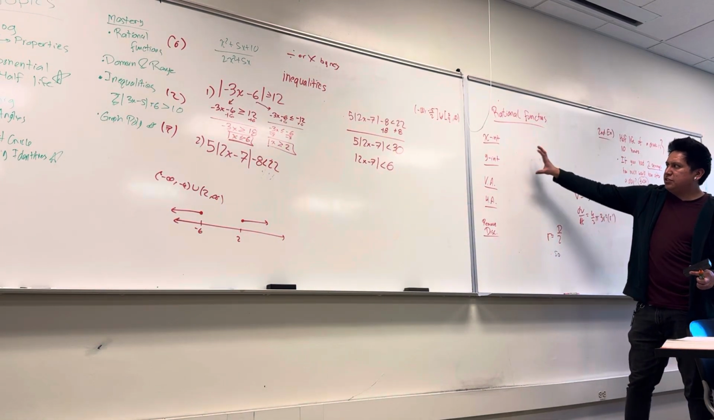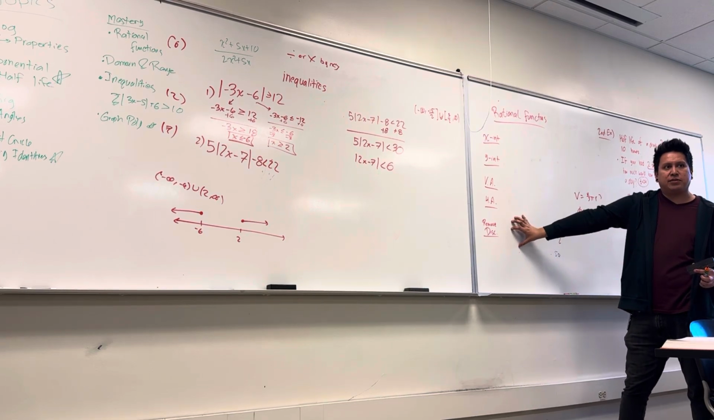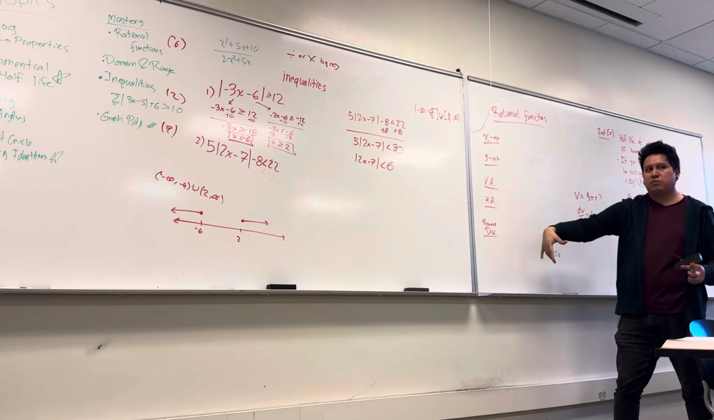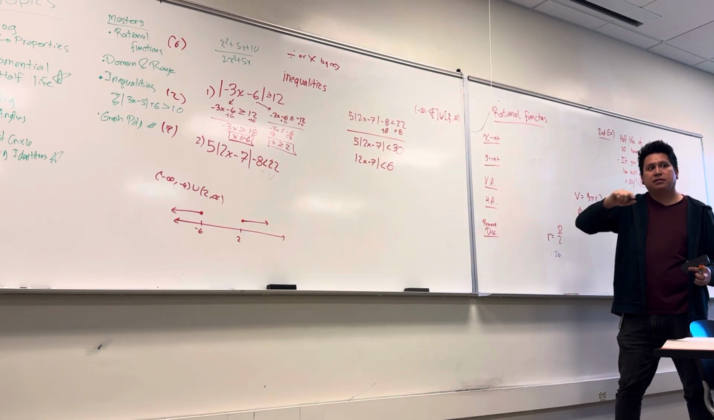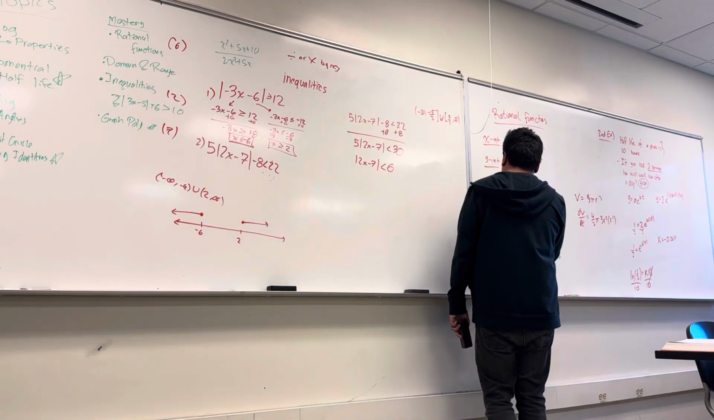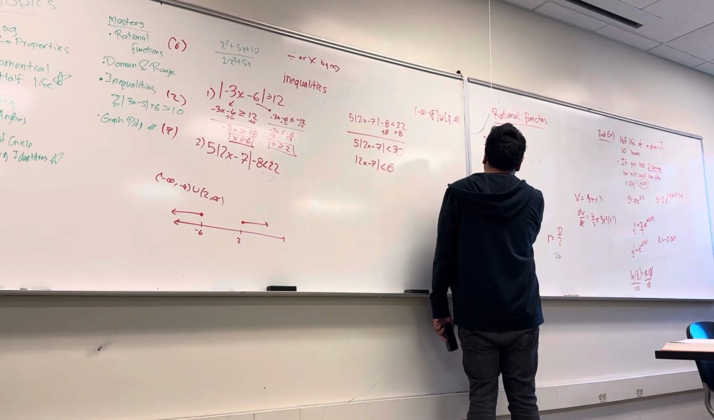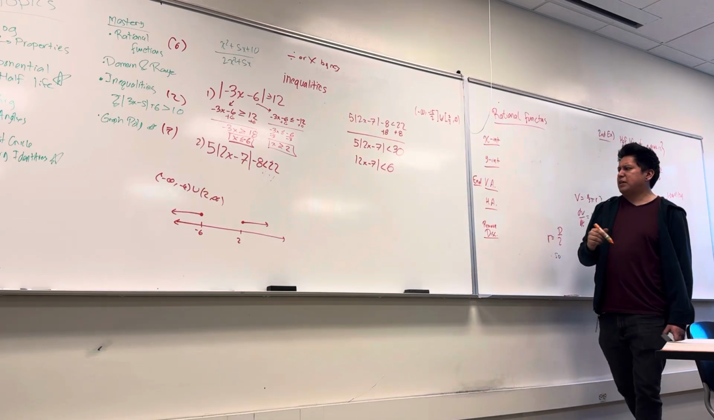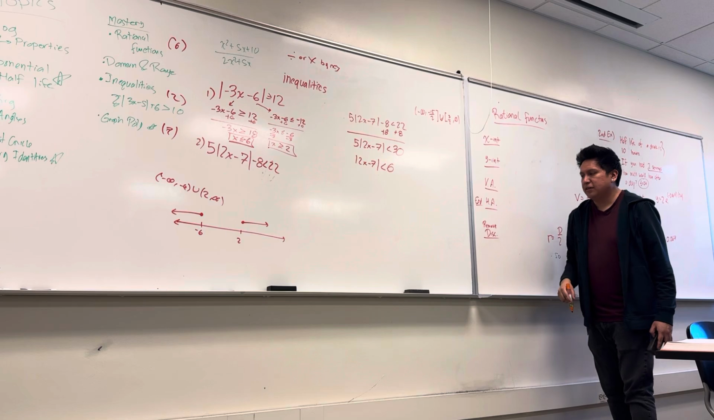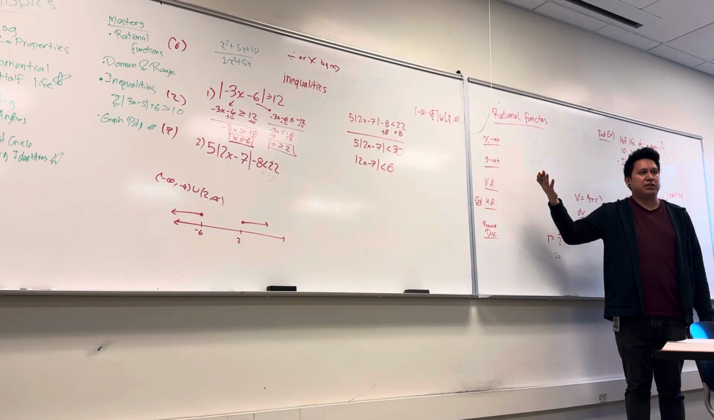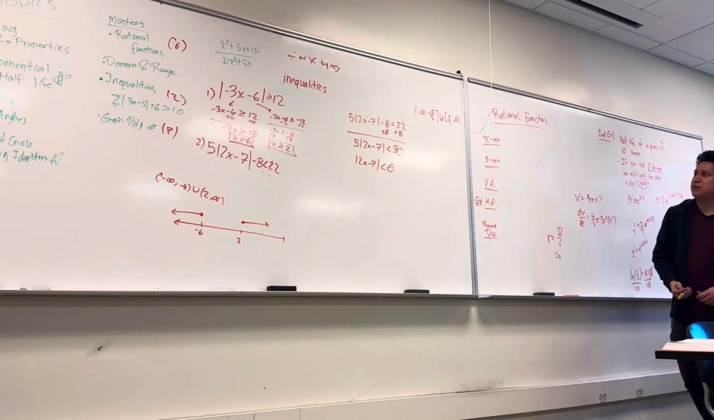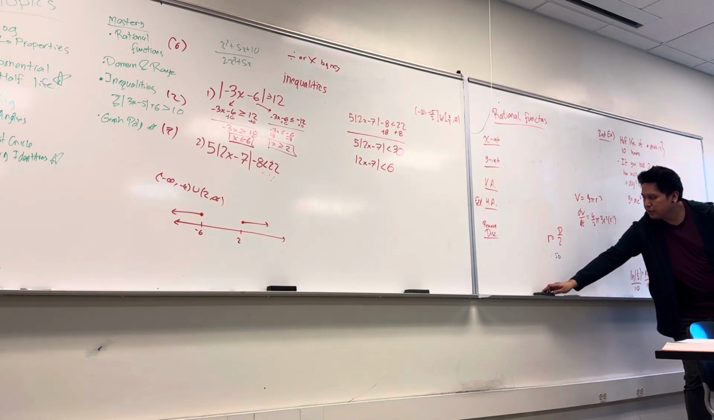For rational functions, these are the 5 things that they ask for: x-intercept, y-intercept, vertical asymptote, horizontal asymptote, and end behavior, which is usually with the horizontal asymptote, because he wants it to be like as x goes to infinity, and y goes to something. He has that notation he likes to do.